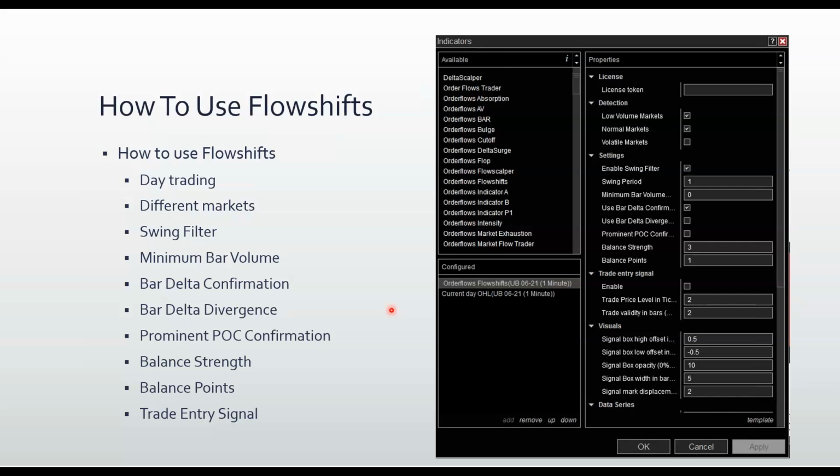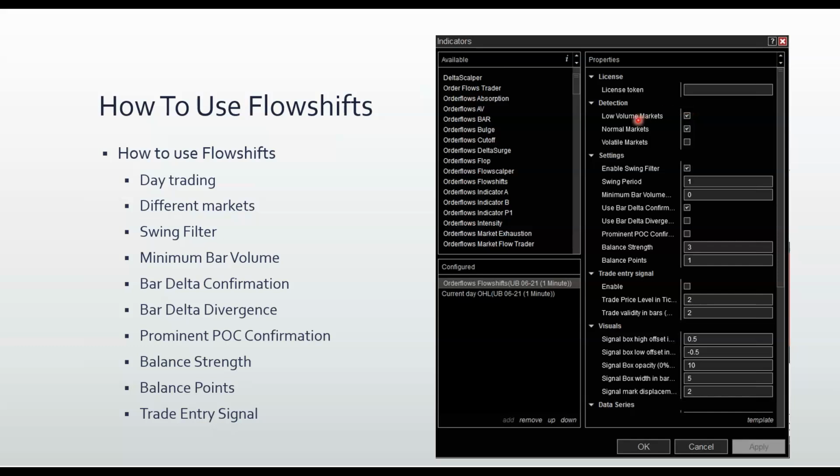So obviously there are 3 things here, right? Obviously the first is a license token. The second one is low volume markets, normal markets, and volatile markets. This is the detection levels, right? Which type of market you're trading, okay? So for example, if I was just trading E-minis on a 1 minute chart, I would just use low volume markets and normal markets.